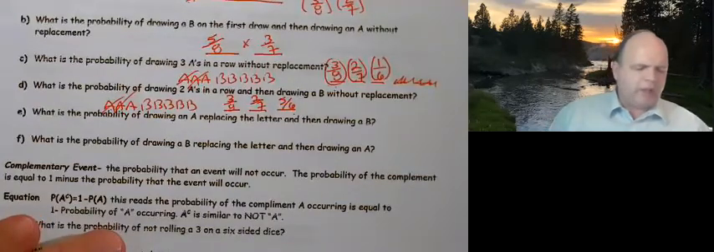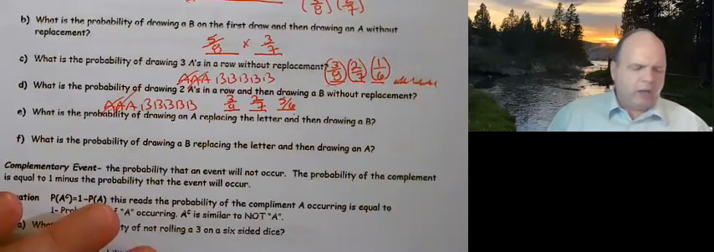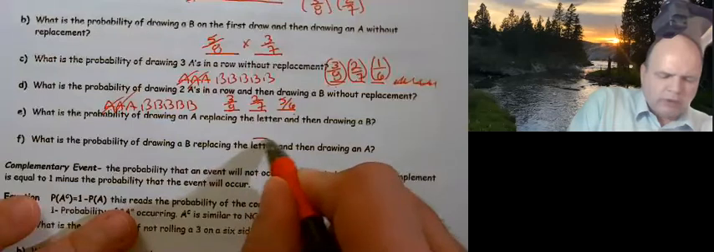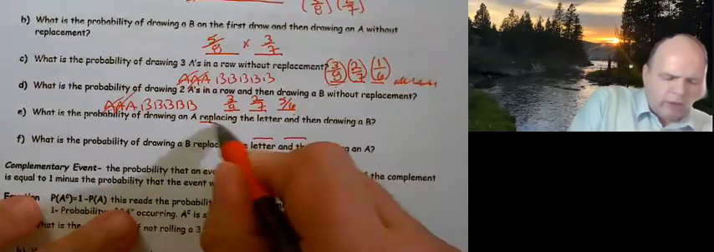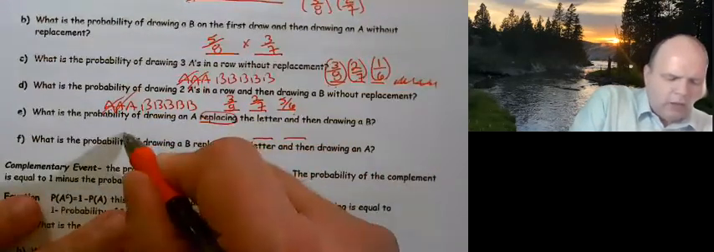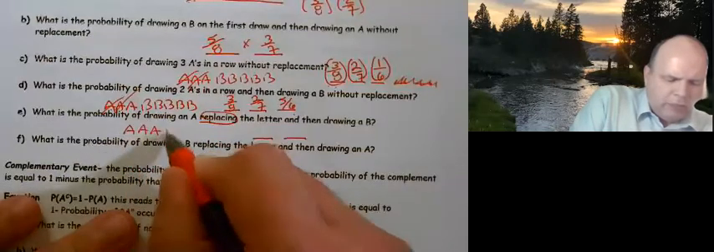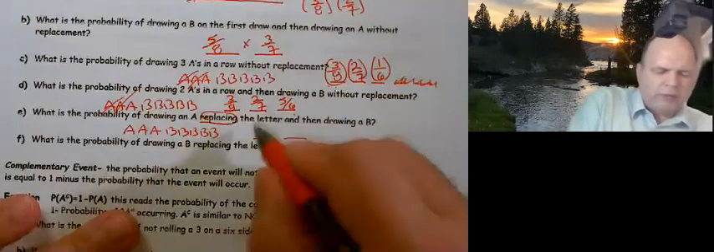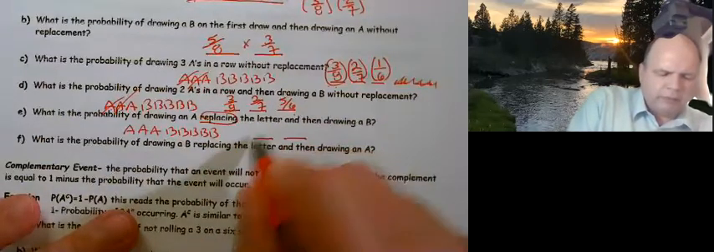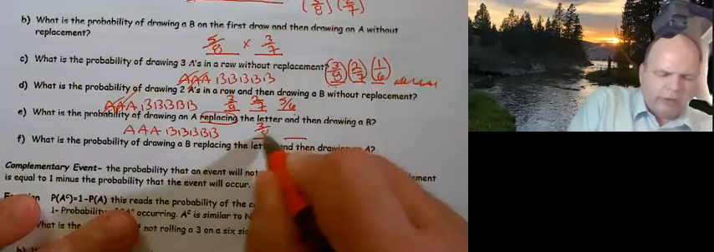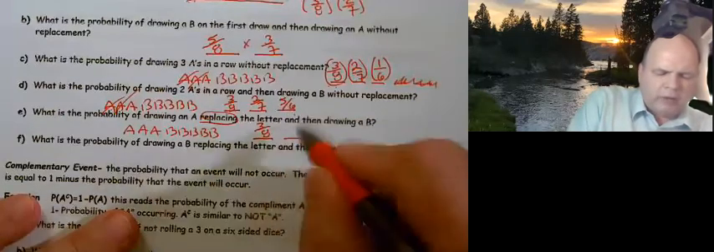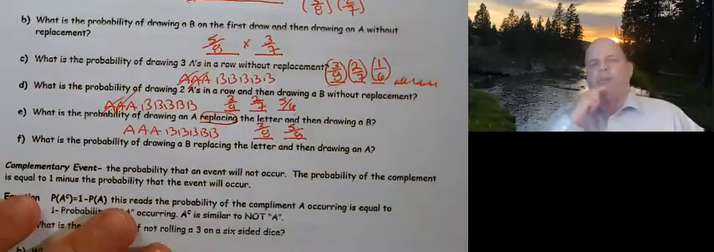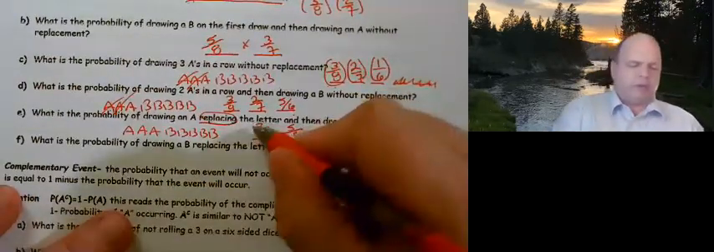Letter E, what's the probability of drawing an A, replacing the letter, then drawing a B? Very key here, we put the letter back. So A, B. Probability of drawing that first A, 3/8. We put the letter back, so we still have 8 letters, 5 of which are B, so 3/8 times 5/8.